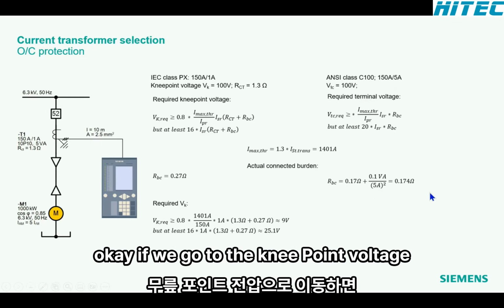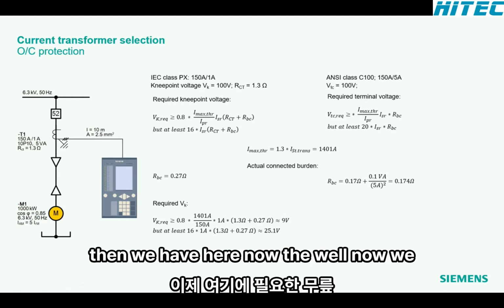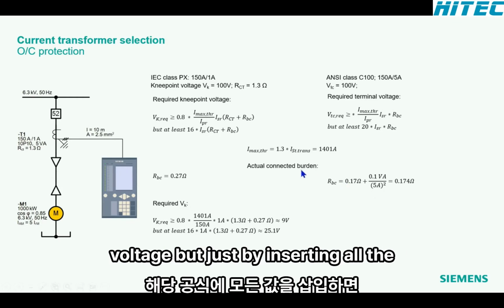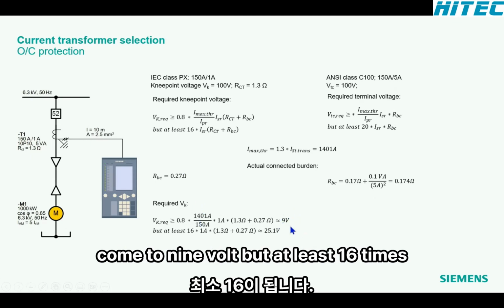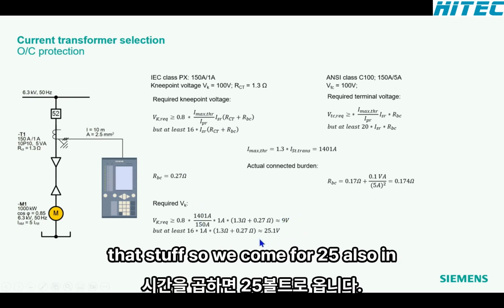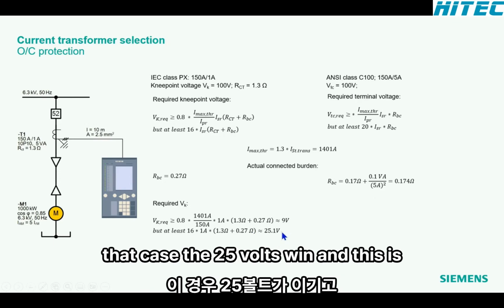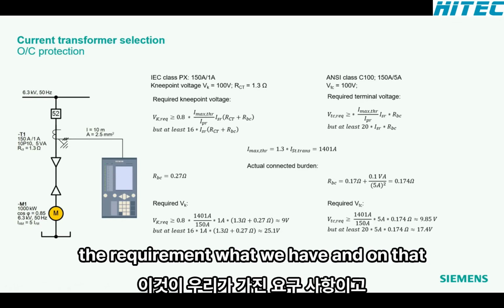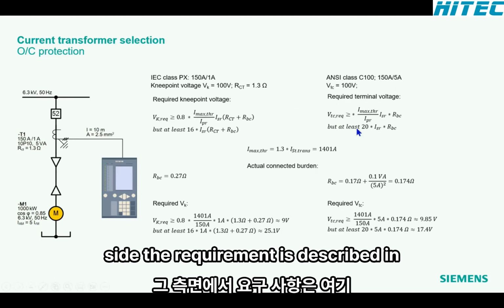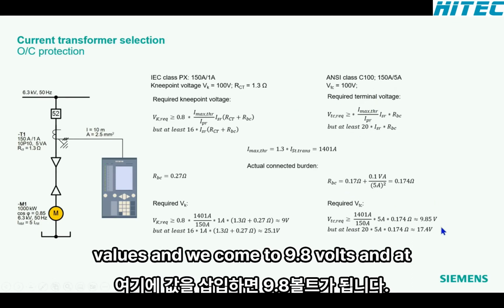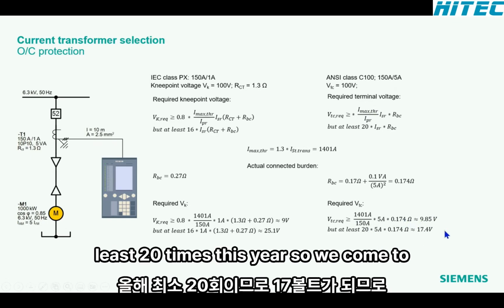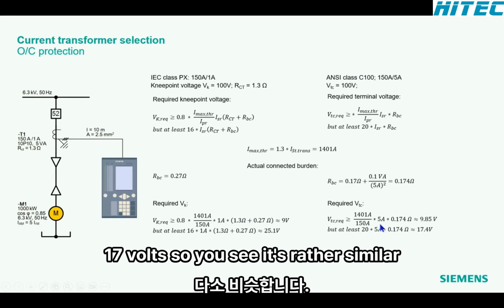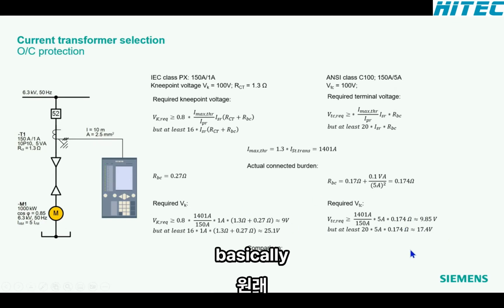Okay, if we go to the knee point voltage, now we can calculate our required knee point voltage just by inserting all the values in that formula, and you see we come to 9 volt, but at least 16 times that, so we come to 25 volts. So in that case, the 25 volts win, and this is the requirement. And on that side, the requirement is described in that formula here. So we insert the values and we come to 9.8 volts and at least 20 times this here. So we come to 17 volts. So you see the values we get out are rather similar.